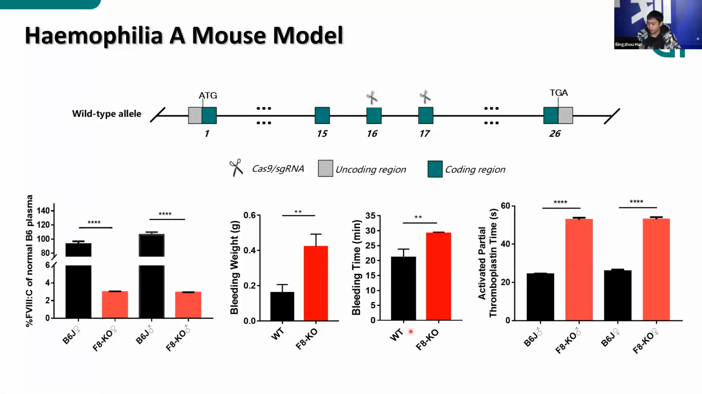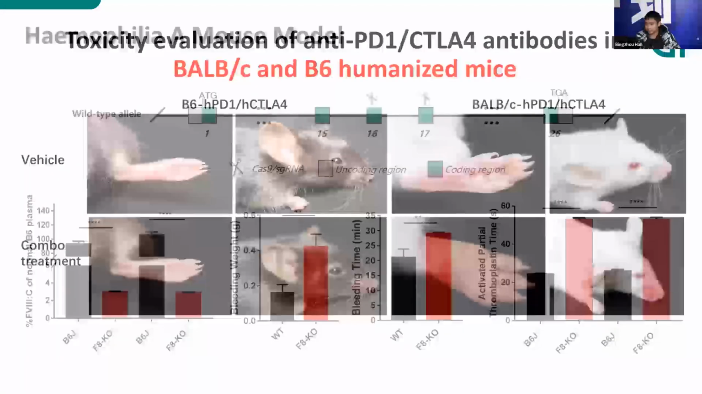in the F8 knockout mutants, and we can see that the bleeding is significantly more severe in the F8 knockout mice compared with the wild type control, which means that this model is a good model for hemophilia study and hemophilia drug in vivo treatment in mice.